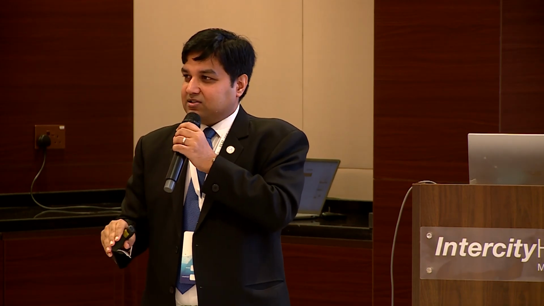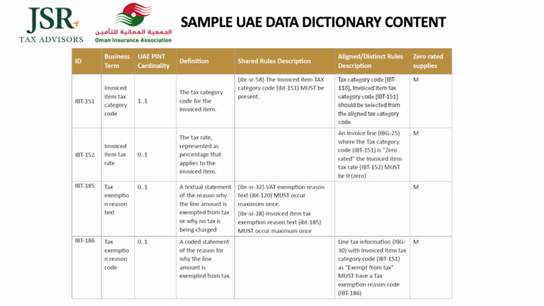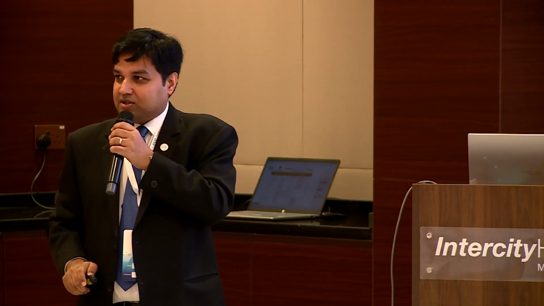Here on the screen you will see IBT 186, IBT 185. Now you would be thinking what is this IBT. These are unique codes issued by PayPal which will be the same in all the countries, so that whenever anyone is referring to this from an IT perspective or from a functional perspective, they can understand that IBT 185 means reason for tax exemption. It's common fields across the countries.